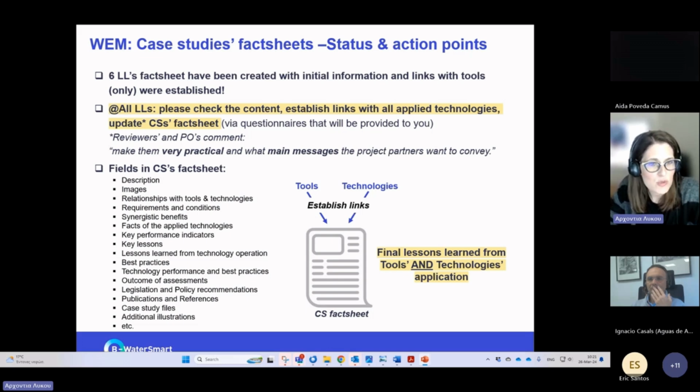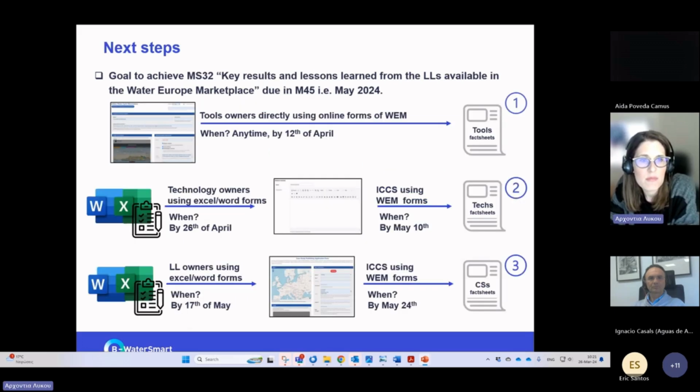Now, for this, we also received a comment from the reviewers and the project officers. So when you provide the information for the case study fact sheets, please have in mind to make it very practical and make sure that you are trying to convey the main message of the project and not to use too technical terms on that matter.